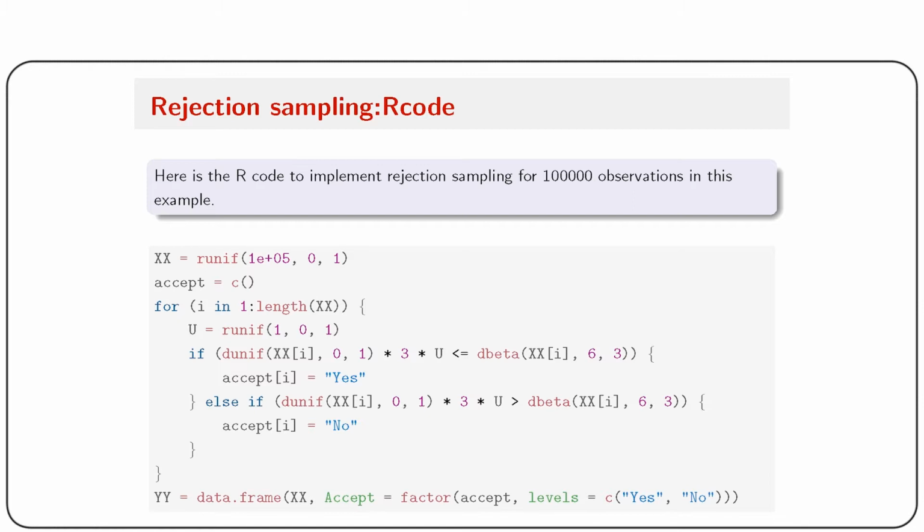Else if dunif(xx[i],0,1) times 3 times u is greater than dbeta(xx[i],6,3), accept[i] equals no. And then finally yy equals data.frame(xx, accept equals factor(accept, labels equals c(yes, no))). So this yy will provide you that data frame where xx is the generated random variates and accept tells you whether each was accepted or rejected.